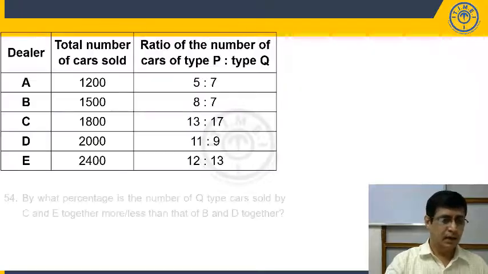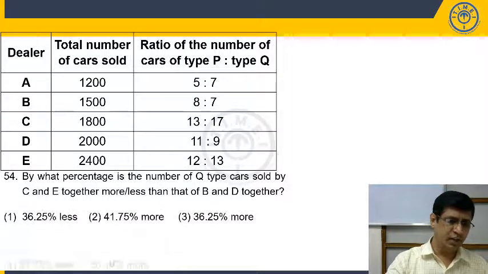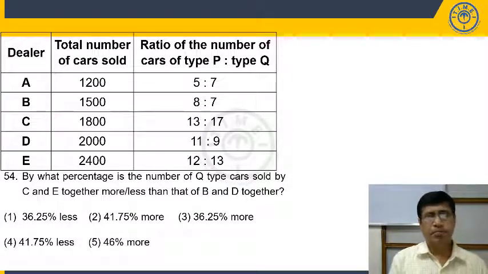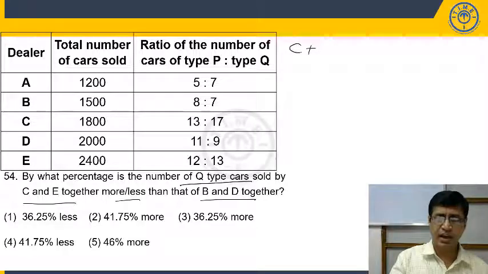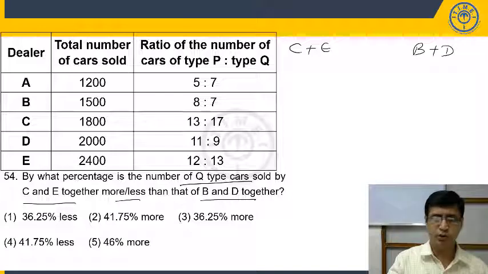Okay. Now look at the next example on your screen. By what percentage is the number of Q type cars sold by C and E together more or less than that of B and D together? So C and E together with respect to B and D together, what do we need to find? The type Q. Q type cars we need to check.